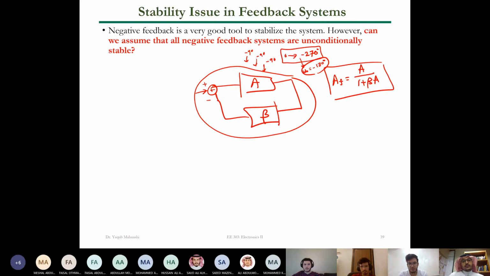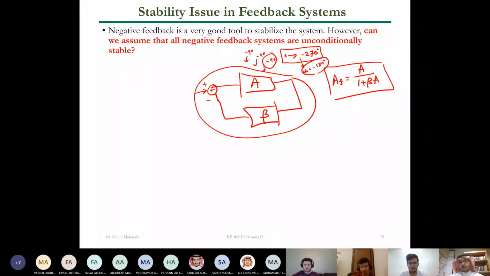But is it the same situation if you have a single pole? What do you think if you have a single pole? Will we have this situation? No, it will be negative. So in a single pole feedback system, we have an unconditionally stable system. This is a true statement. So if you have one pole, this is an unconditionally stable system.